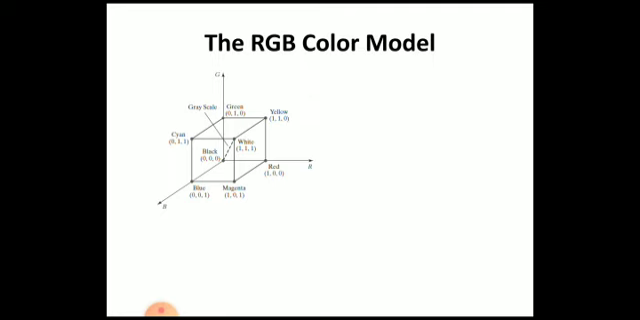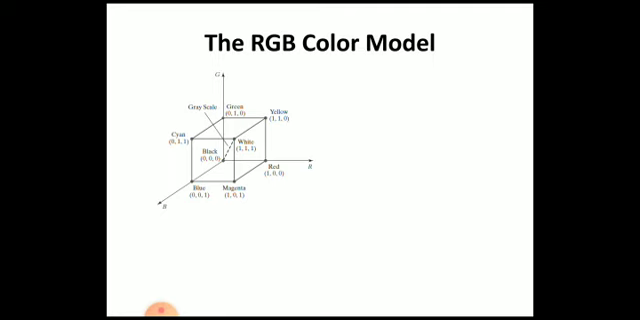Today we shall look into two different color models, namely the RGB color model, where R, G, and B stand for red, green, and blue respectively. The next one is the CMY color model, where C stands for cyan, magenta, and yellow. The main difference between the two is that RGB is an additive color model, whereas CMY is a subtractive color model.